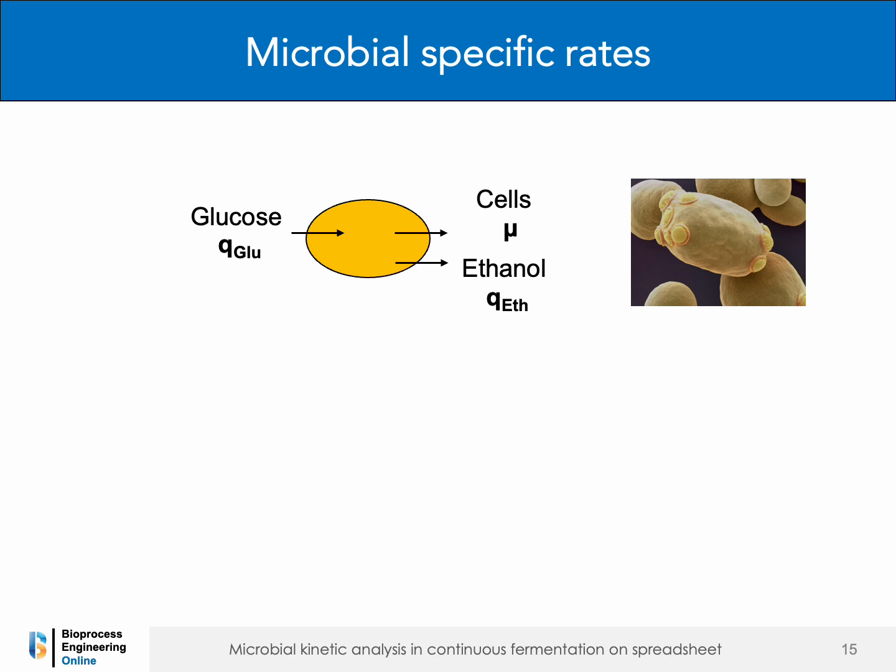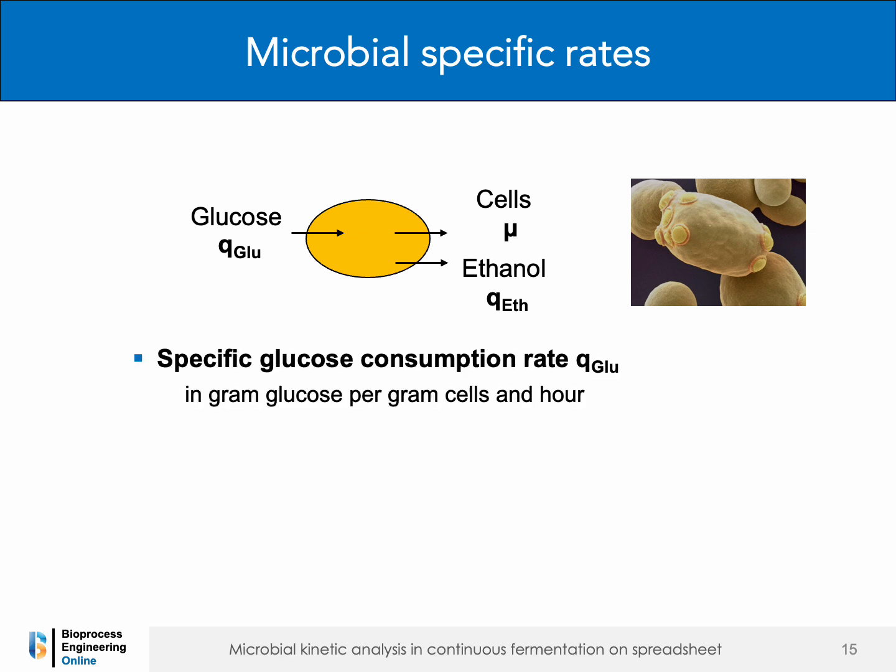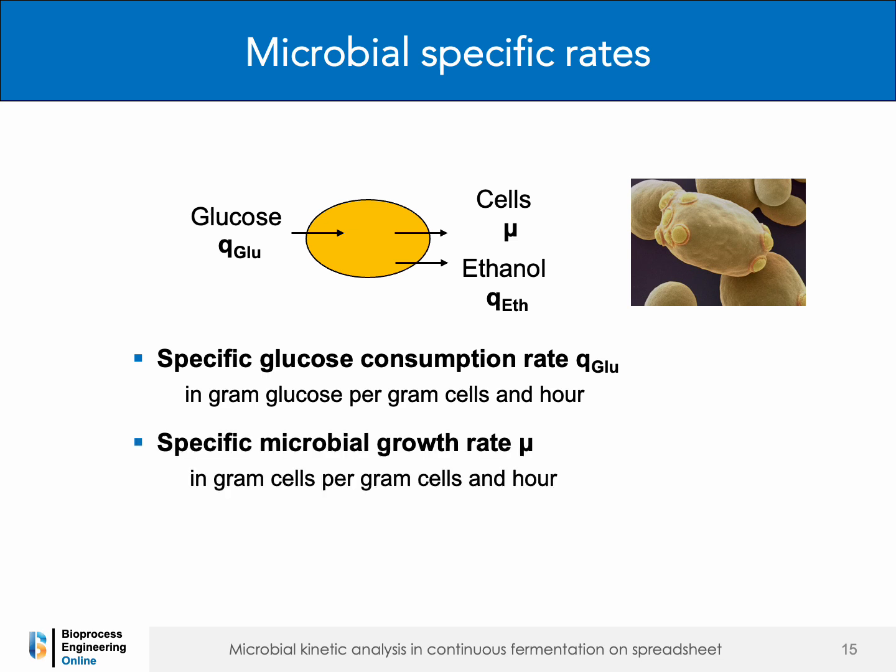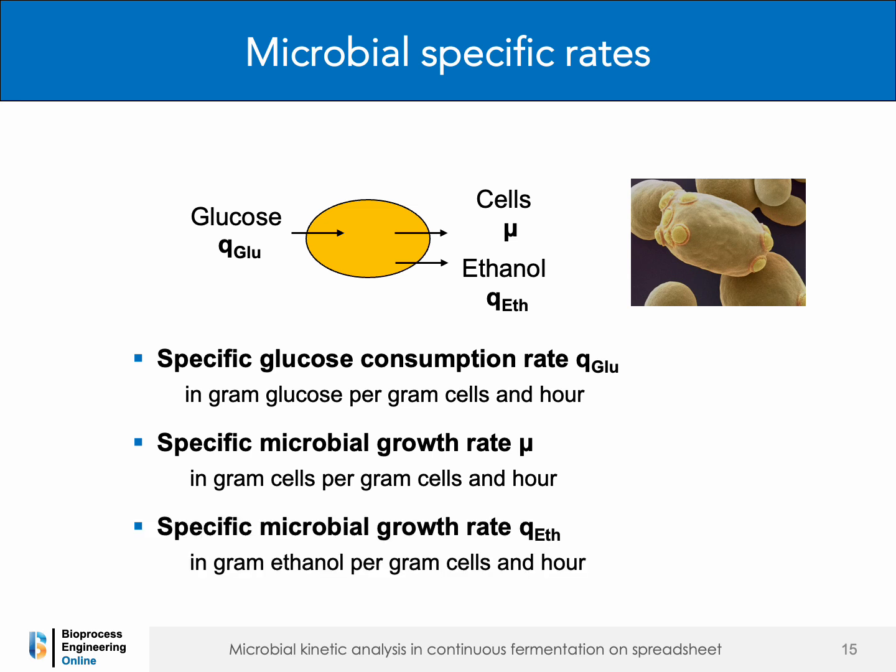When analyzing the kinetics of a microbial fermentation, two types of rates are determined. First, the microbial specific rates. These rates characterize the metabolic activity of cells during the fermentation. For growing yeast cells, the key specific rates are the specific rate of glucose consumption, Q-GLU, measured in grams glucose consumed per gram cells an hour. The specific rate of yeast growth, mu, measured in gram cells produced per gram cells an hour. And the specific rate of ethanol production, Q-ETH, measured in gram ethanol produced per gram cells an hour.